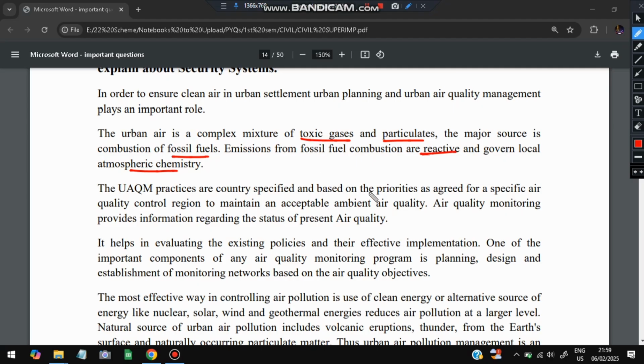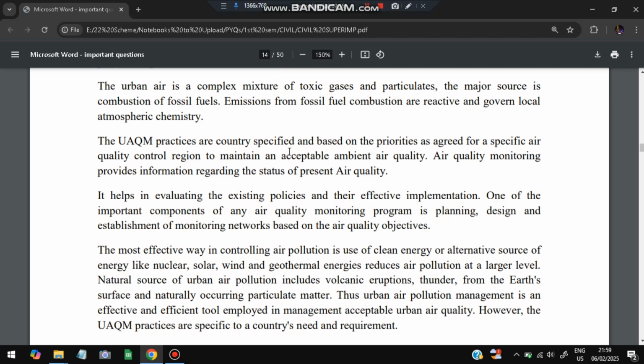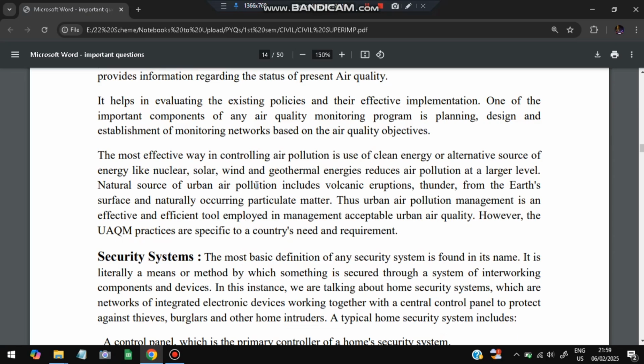There are some priorities and rules designed to ensure that air quality will be better. All the industries producing toxic gases are supposed to follow the policies so that the environment becomes cleaner. The most effective way of controlling air pollution is using clean energy. Instead of fossil fuel energy, we can use clean energy or electricity so that urban air pollution is reduced. So the UAQM practices are specific to a country's needs and requirements.